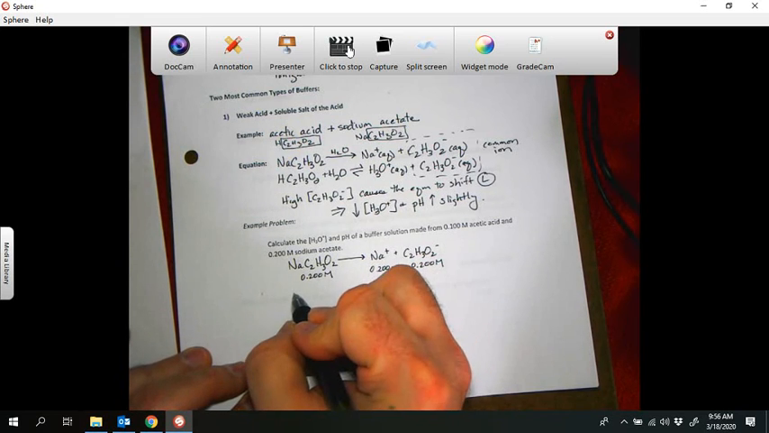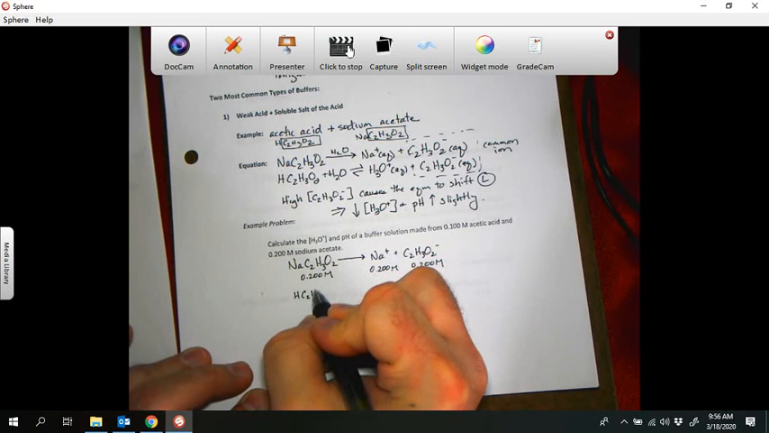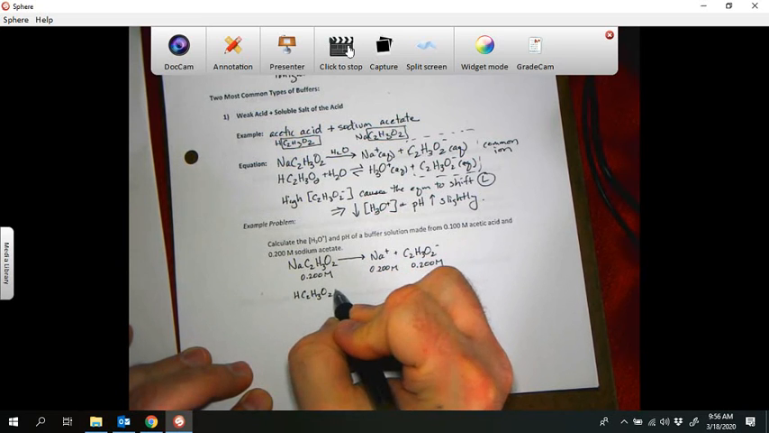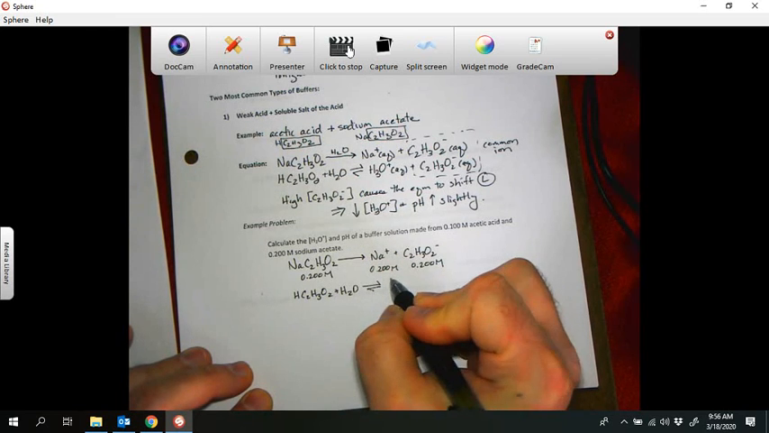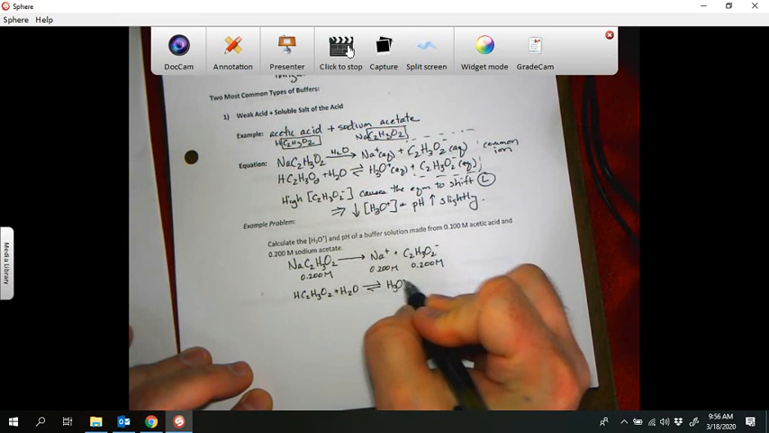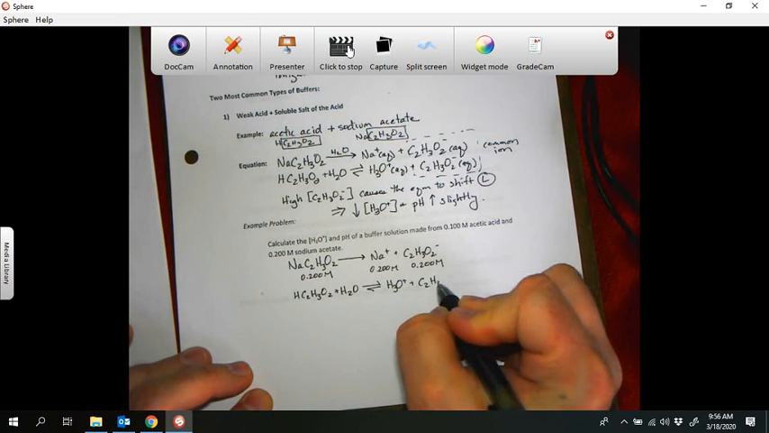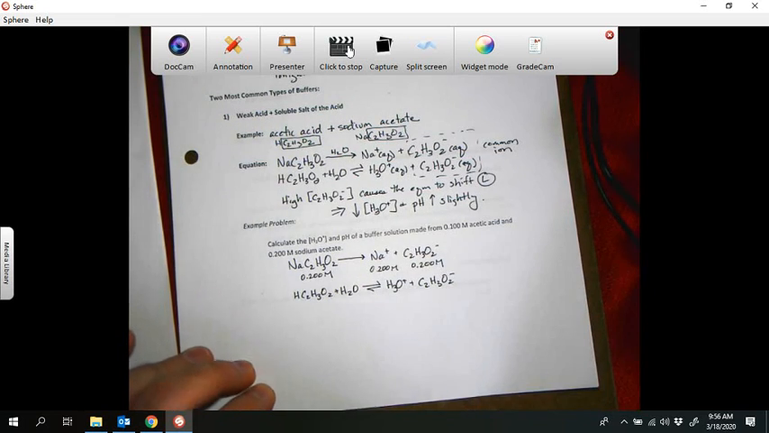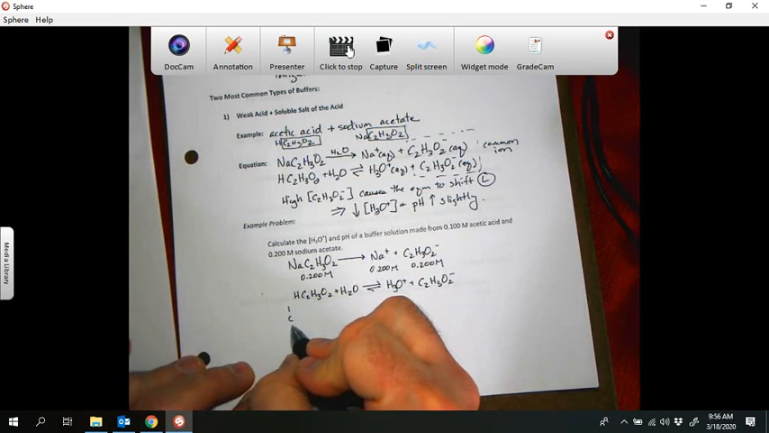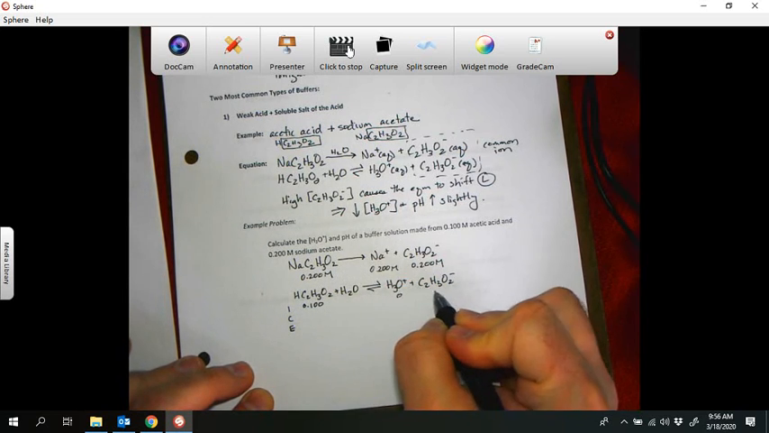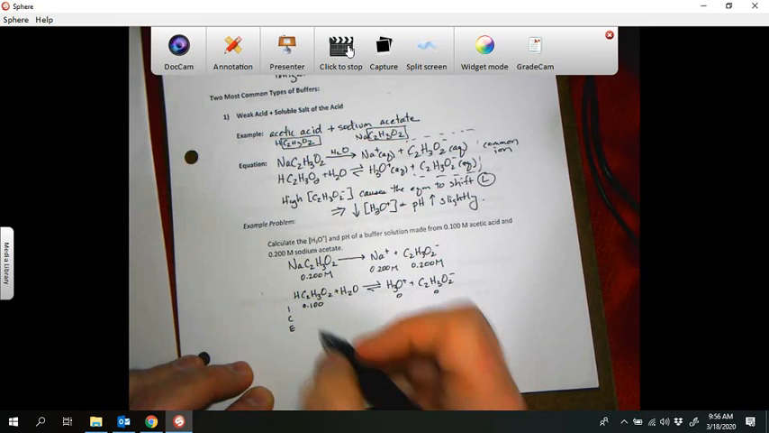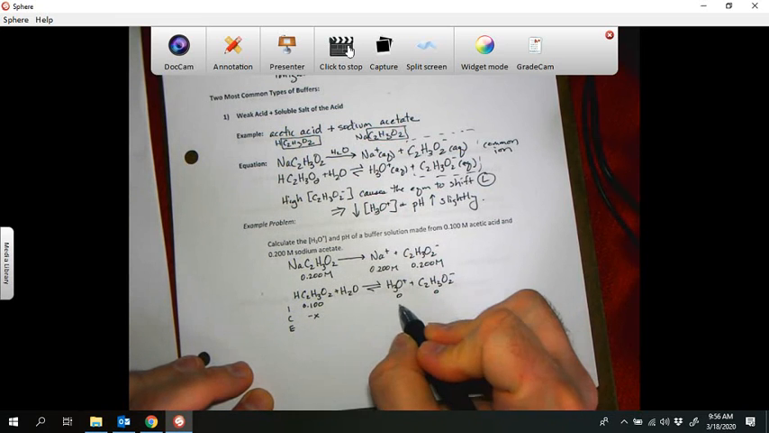We also have our equilibrium system. This one is going to require an ice chart. Our initial concentration of the acetic acid is 0.100 molar, and these two are 0. This is just a straight ice chart like we've been doing all year.